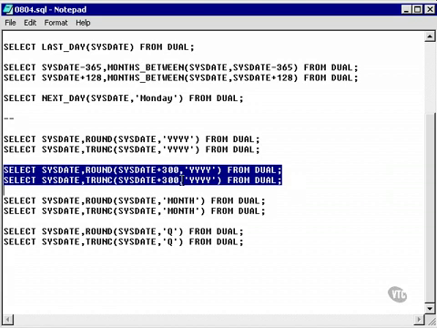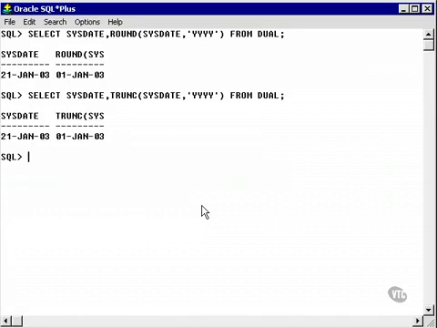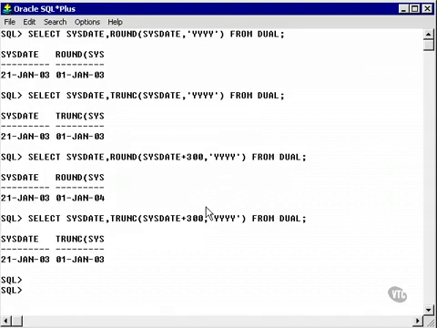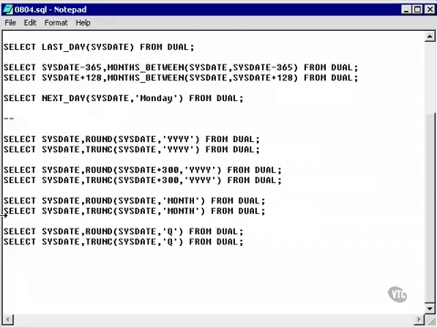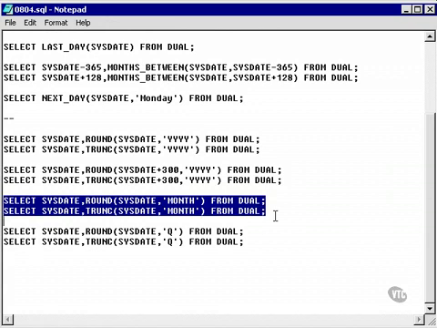The second example will do something slightly different, because what we've done is we've ensured that our sysdate, or the date that we're going to round and truncate on, plus 300, will be past the middle of the year. So what happens is that round will actually round upwards to the first day on the beginning of next year, 1st of January 2004, and truncate will again chop off and effectively round down.